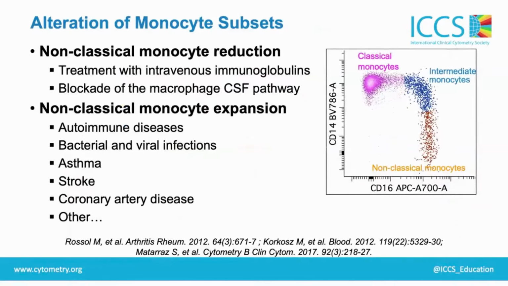The proportion of 3 monocyte subsets in the peripheral blood may vary in different clinical settings. A decrease in non-classical monocytes has been described after treatment with IV immunoglobulin in CVID and blockade of the macrophage colony-stimulating factor pathway in active rheumatoid arthritis. The expansion of non-classical monocytes can be seen in a variety of clinical situations, including autoimmune diseases, bacterial and viral infections, asthma, stroke, and coronary artery disease. What other conditions can you see expansion of non-classical monocytes?